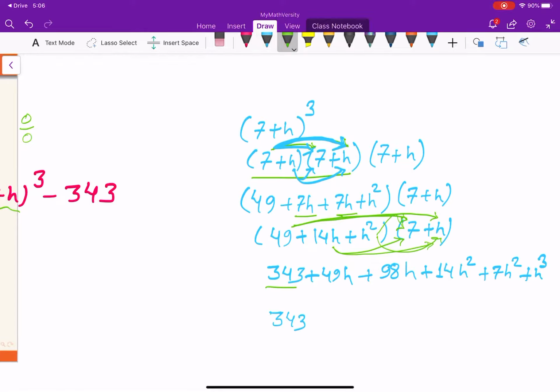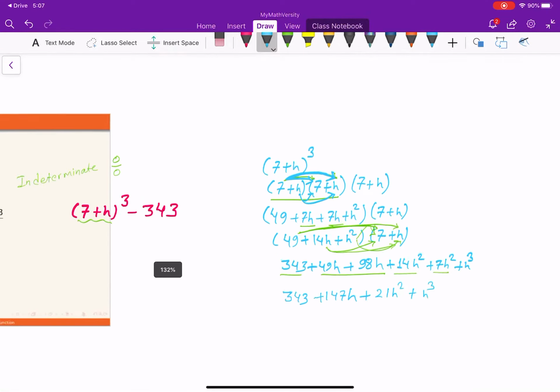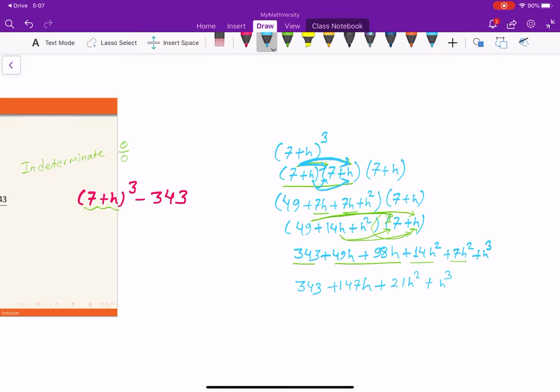And then 49h plus 98h, combine these two together, what do we get? 49 plus 98 will be, is it 147? Okay, then write it down. And then in a similar way, combine these two terms, which are like terms, right? We get 14 plus 7 will be 21h square, right, plus h cube. This is the expansion I get for the cube of 7 plus h. Okay, so if that is the case, write that down over here.